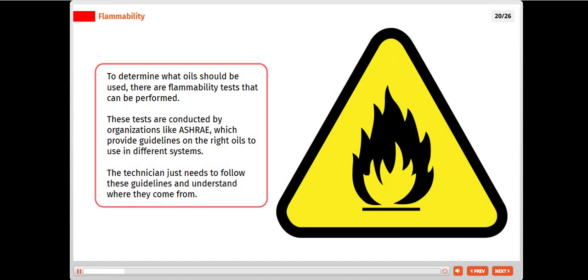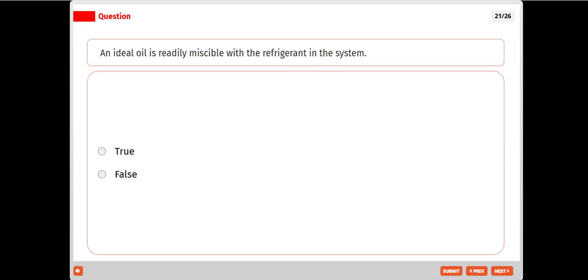To determine what oils should be used, there are flammability tests that can be performed. These tests are conducted by organizations like ASHRAE, which provide guidelines on the right oils to use in different systems. The technician just needs to follow these guidelines and understand where they come from. An ideal oil is readily miscible with the refrigerant in the system.